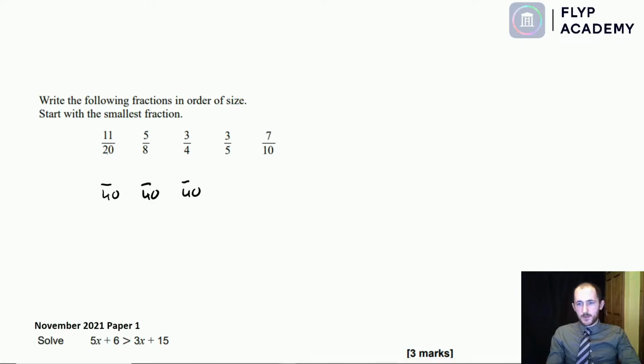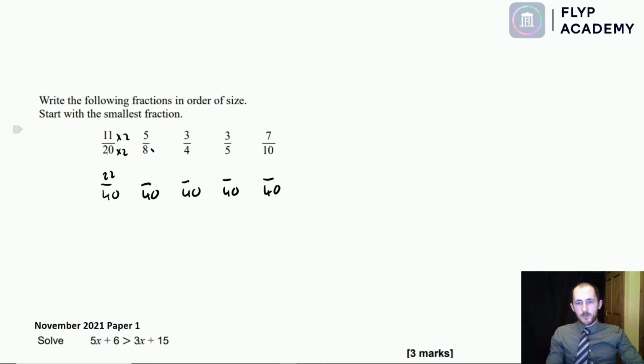And what I need to do is think about what I times the bottom number by in order to get 40. So what do I times 20 by to get 40? Well, I times it by 2. Then whatever I do to the bottom number, so the denominator, I do to the top, the numerator. So I times this one by 2, 20 times the top by 2, that gives me 22 over 40.